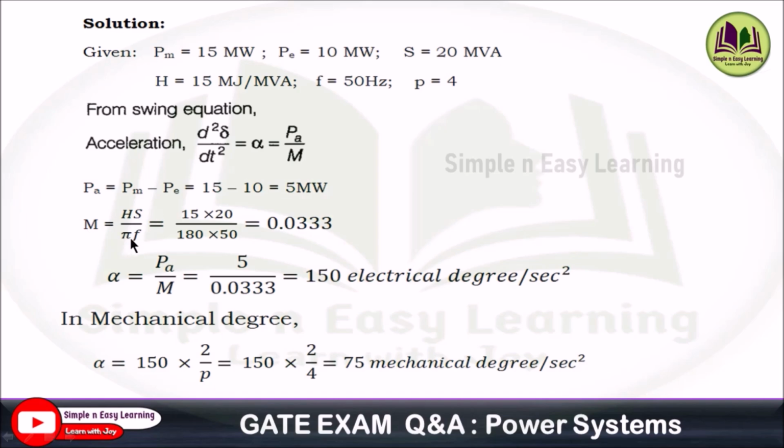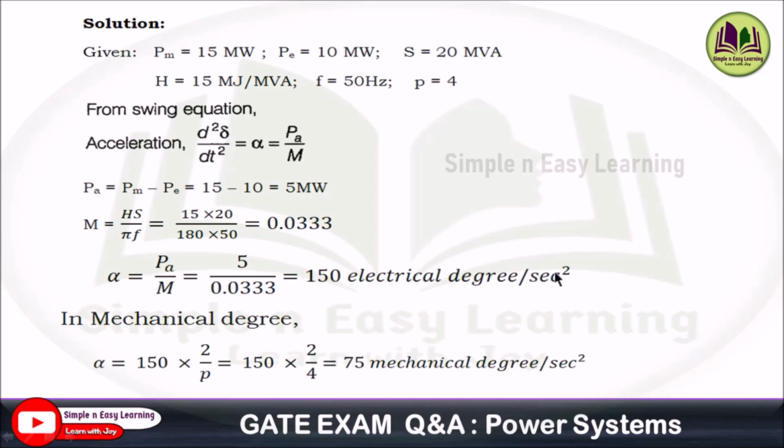M is equal to HS divided by 180 into F, where H is the inertia constant given as 15, S is the machine rating 20, 180 is the value for pi in degrees, and frequency is 50. If you substitute, you will get 0.0333. Alpha equal to Pa by M. So 5 divided by 0.0333 will be equal to 150 electrical degree per second square.